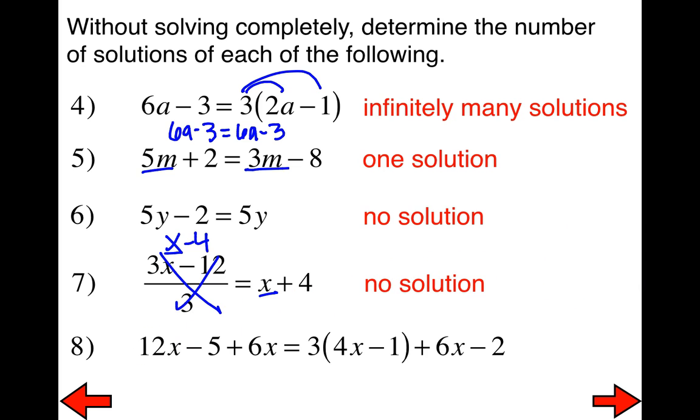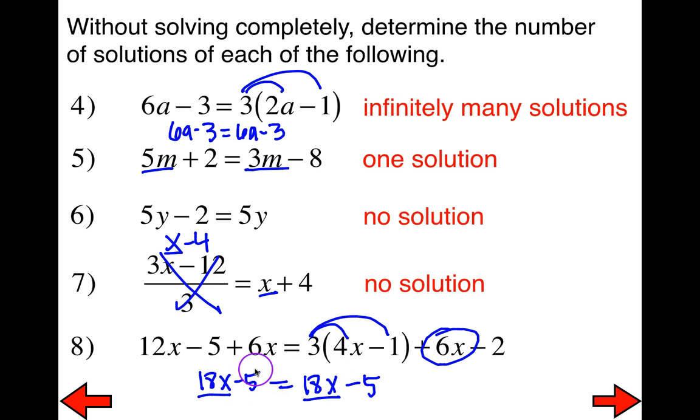Now for number 8. What I would do here is go ahead and simplify. I'm going to end up with 18x minus 5. Here it's going to be 12x, but 12x plus the 6x here is going to give me 18x. 3 times negative 1 is negative 3. Negative 3 minus 2 would be negative 5. Guess what? My variables would definitely eliminate each other since they're the same. But these expressions are equivalent. So I know for sure that my answer is going to be, hopefully you guessed it right, infinitely many solutions.